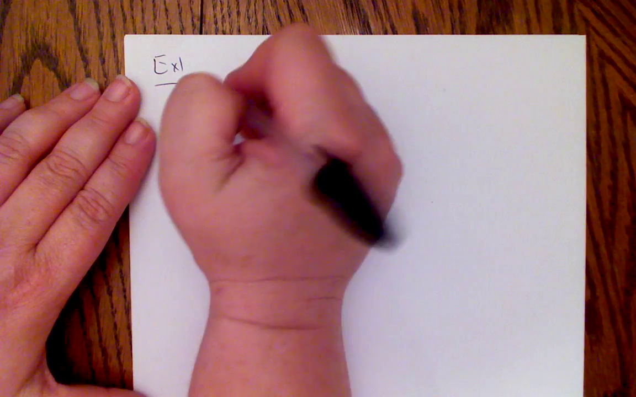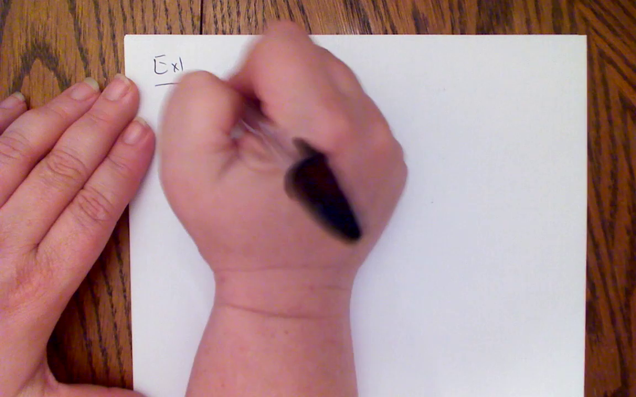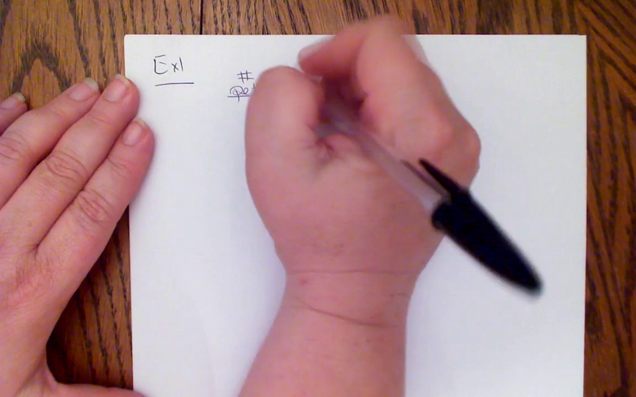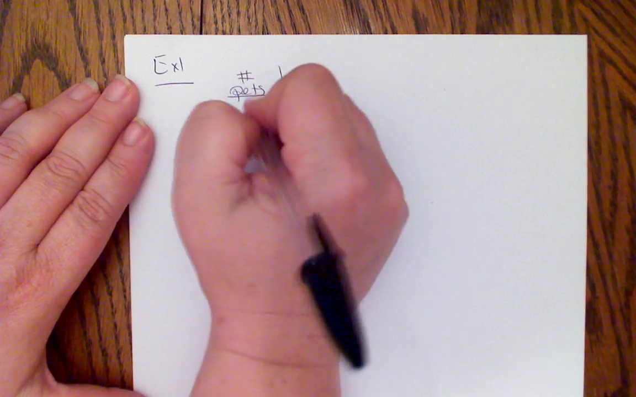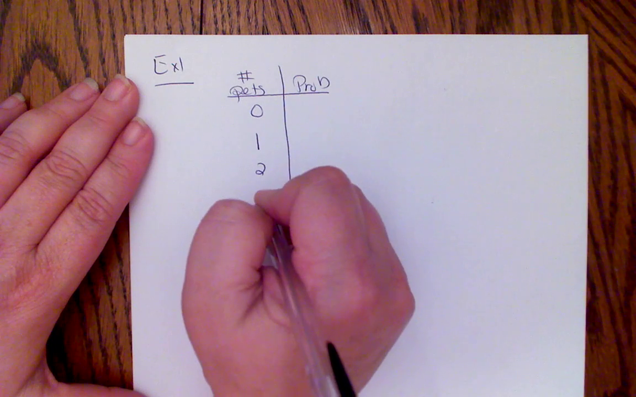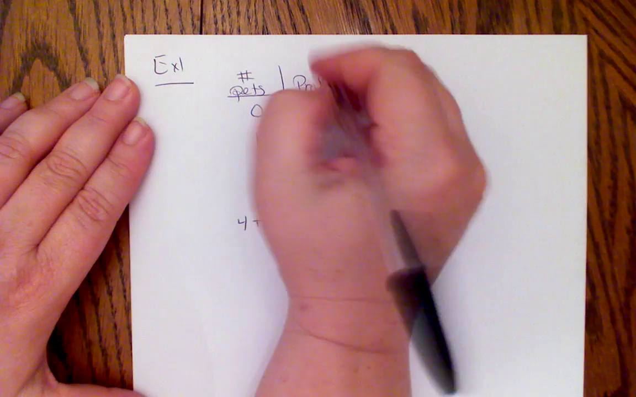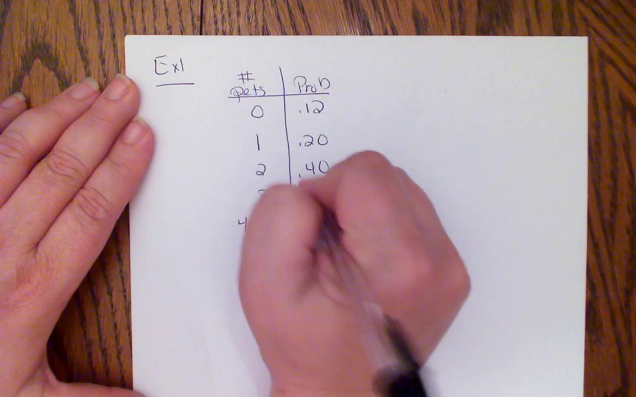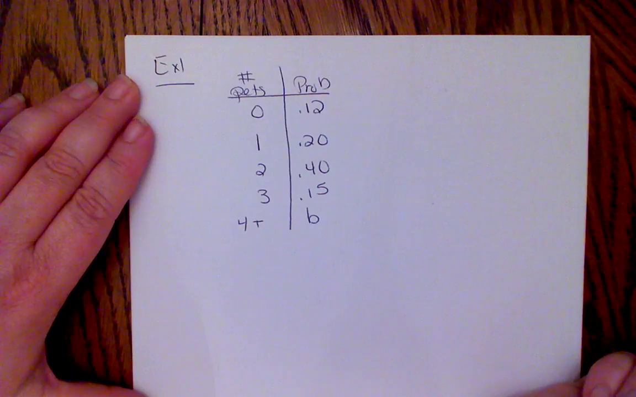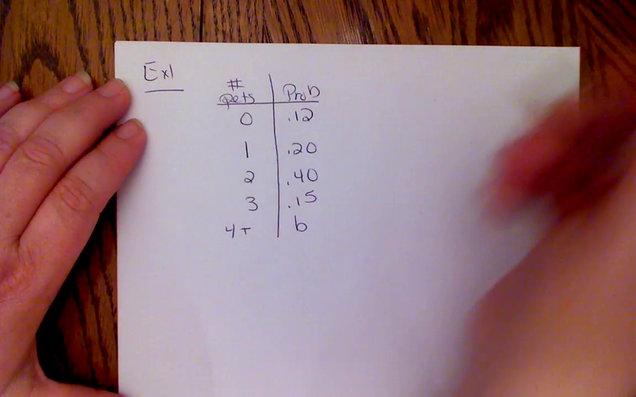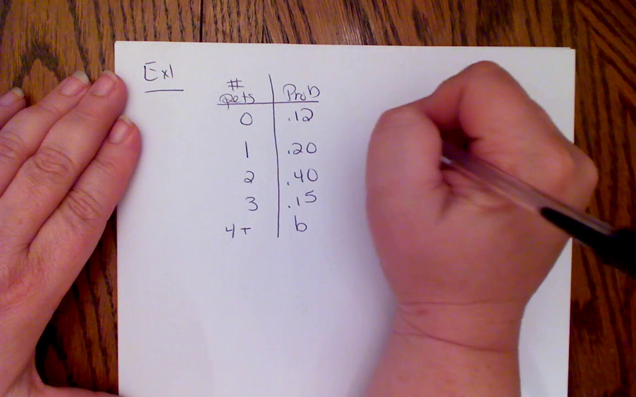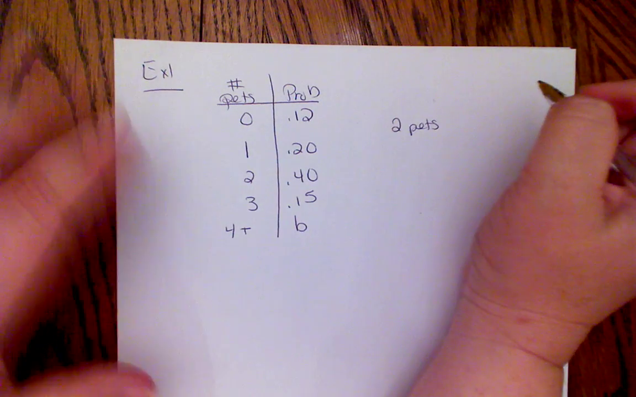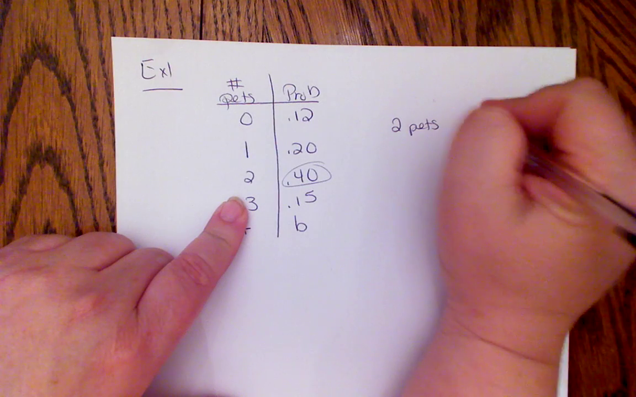All right, so looking at example 1 on the slides, is the number of pets. So here's your number of pets, and here's the probability. We got 0, 1, 2, 3, and then 4 or higher. It's 0.12, 0.20, 0.40, 0.15, and then they've got a B. They want you to find that. The first question says, what is the probability that a student will have 2 pets? Well, that's easy. That is 40%.